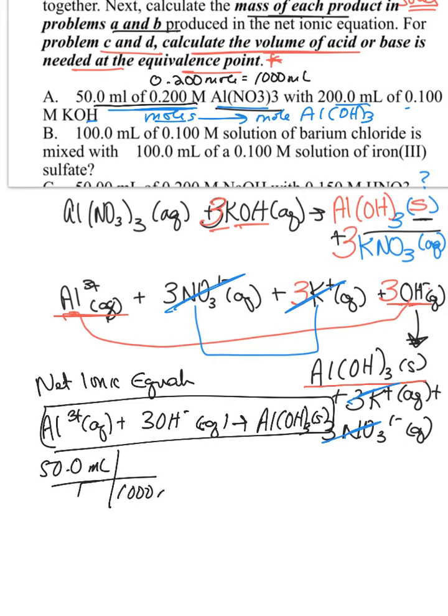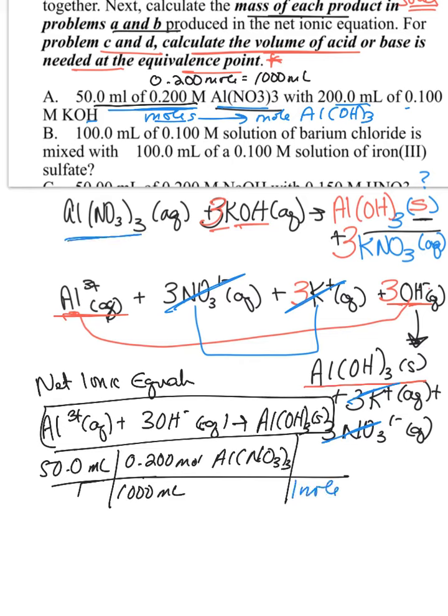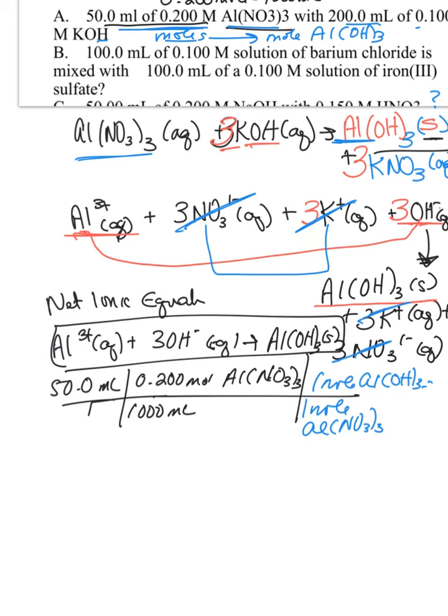So for 1,000 milliliters, I have 0.200 mole of aluminum nitrate here. And I look at my balanced equation, for 1 mole of aluminum nitrate, I have 1 mole of aluminum hydroxide. Okay, and then that works out to be 0.01 mole of aluminum hydroxide.